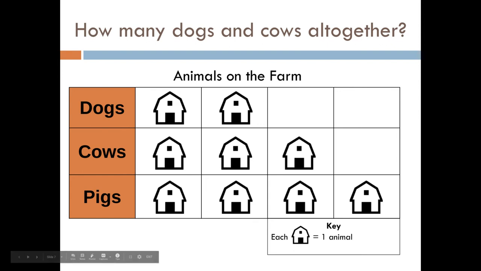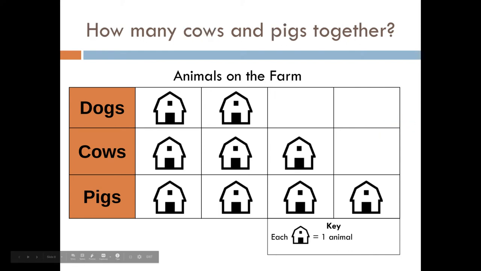How many dogs and cows together? So that means we're going to add up the dogs and the cows. So we've got 1, 2, 3, 4, 5. Or you could say 2 plus 3 equals 5. How many cows and pigs together? So we have 1, 2, 3, 4, 5, 6, 7, or 3 plus 4 equals 7.